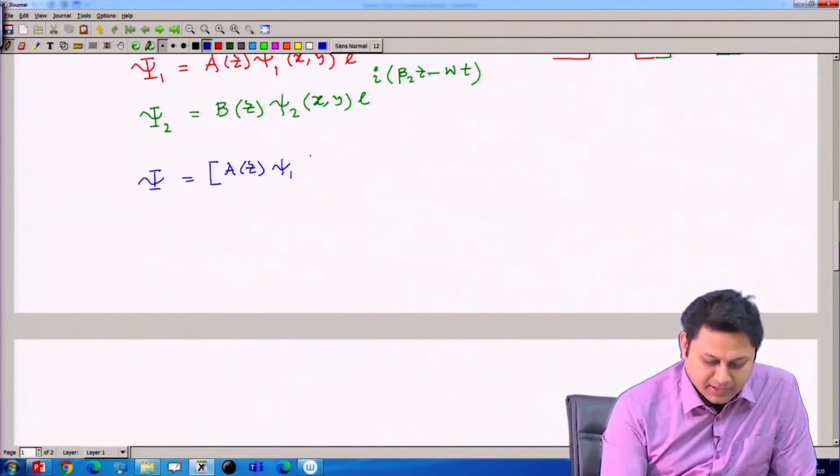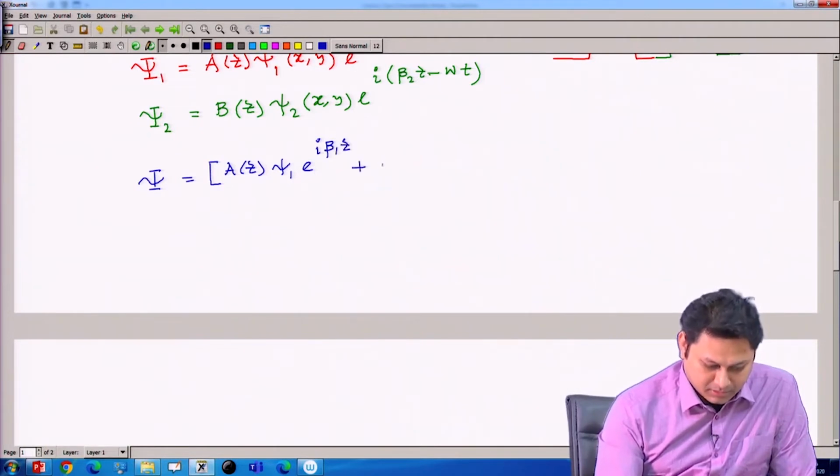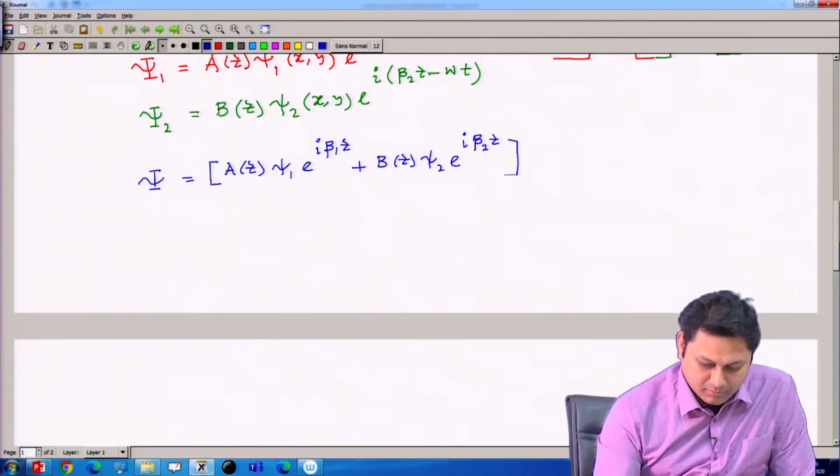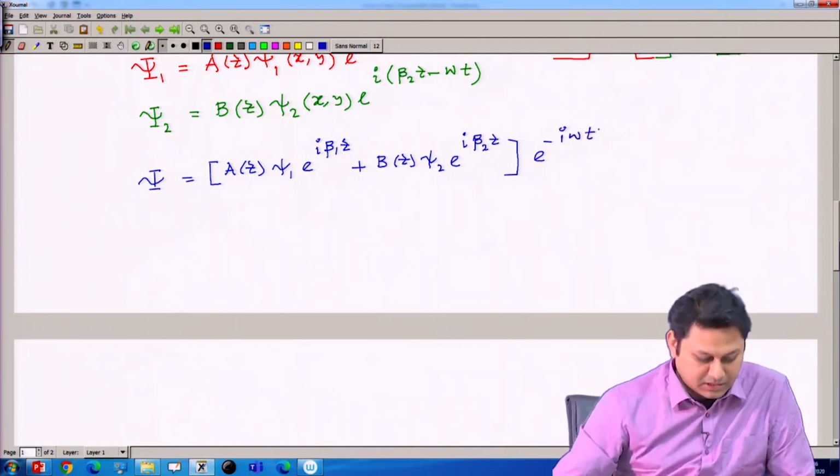Then psi 1 e to the power of I beta 1 z, plus B z psi 2 e to the power of I beta 2 z, and then e to the power of minus I omega t. That is my total field by definition.